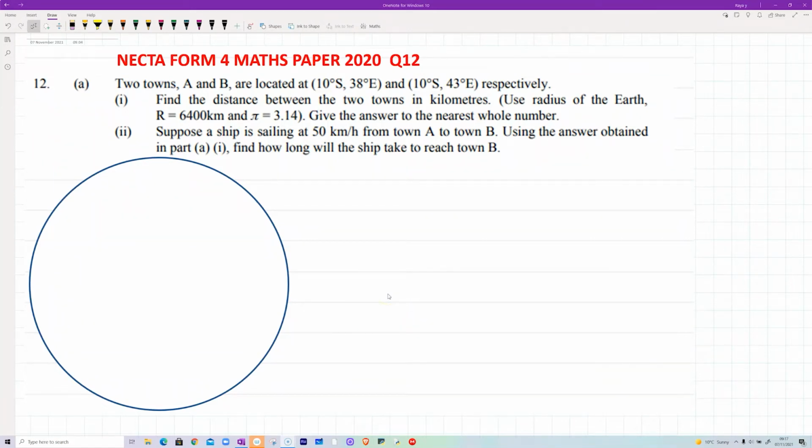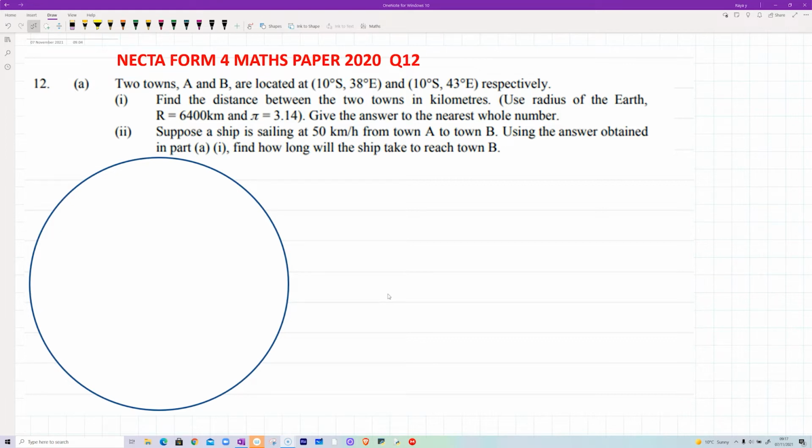It's Teacher Raya here. I have had a request to do questions on section B of the NECTA Form 4 Mathematics paper 2020. So I'm going to do question 12. The question is about the Earth and a sphere, or a geometry question, in other words. I'm going to start by solving this question.